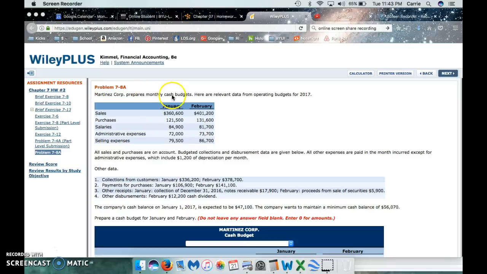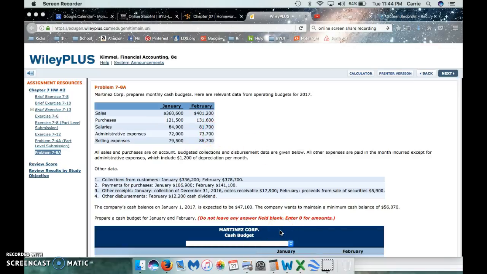Martinez Corp prepares the budgets. So here's our data. The sales and purchases are on account, which means we've got accounts receivable and accounts payable. Budgeted collections and disbursement data are below. All other expenses are paid in the month incurred except for administrative expenses, which include $1,200 of depreciation per month, which means because depreciation is not a cash payout, we have to withdraw that $1,200 from the administrative expenses for each month when we put them in down here.